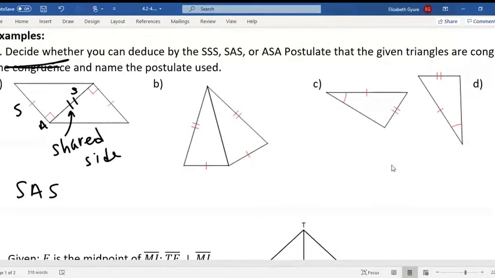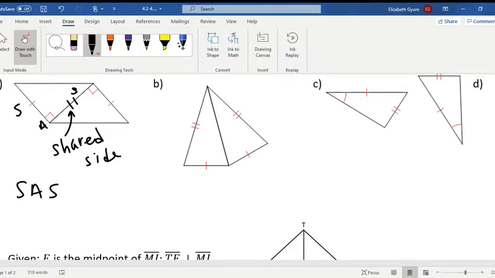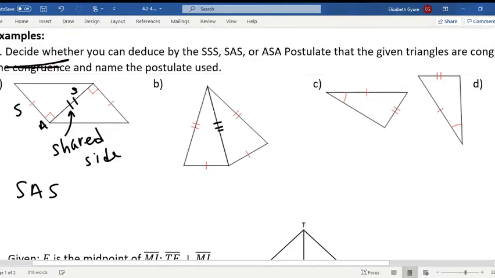All right, part B. Any additional information that we have that needs to be marked, labeled, etc.? Matt? Yeah, we have another shared side. I always recommend labeling it. You do have a shared side there. So, somebody else, what theorem did you say this one was? Julia? It is side, side, side. You have one set of congruent sides here, here, and then here. This is side, side, side.